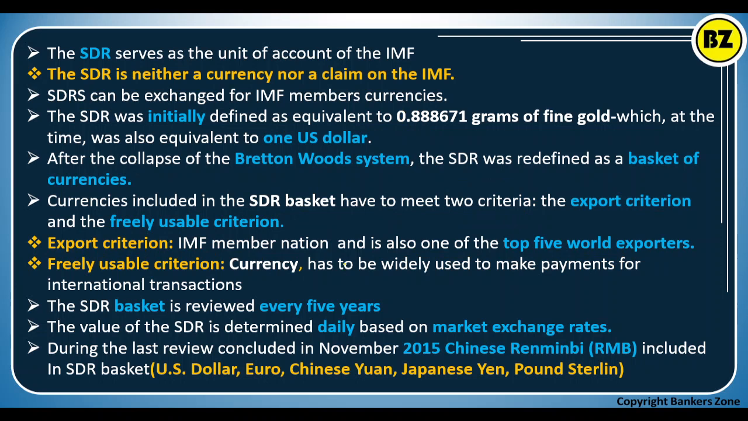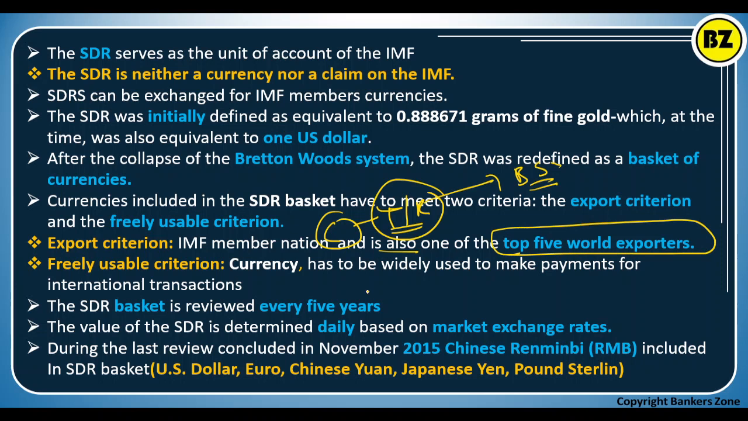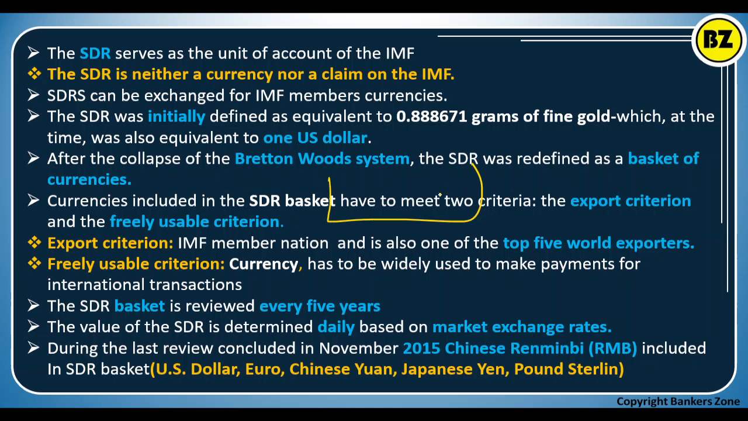For example, if the Chinese yuan, or renminbi, wants to be included in the basket of the SDR, then it's necessary that its total export should be in the top 5 globally. Next, what does the freely usable criteria mean? The currency which we want to include in the basket should be widely usable to make payments for international transactions. Now see, what are the currencies currently in the basket? There is a dollar, a euro, a Chinese yuan, a Japanese yen, and a pound sterling. These 5 currencies are currently in the SDR basket, and you have to remember that.